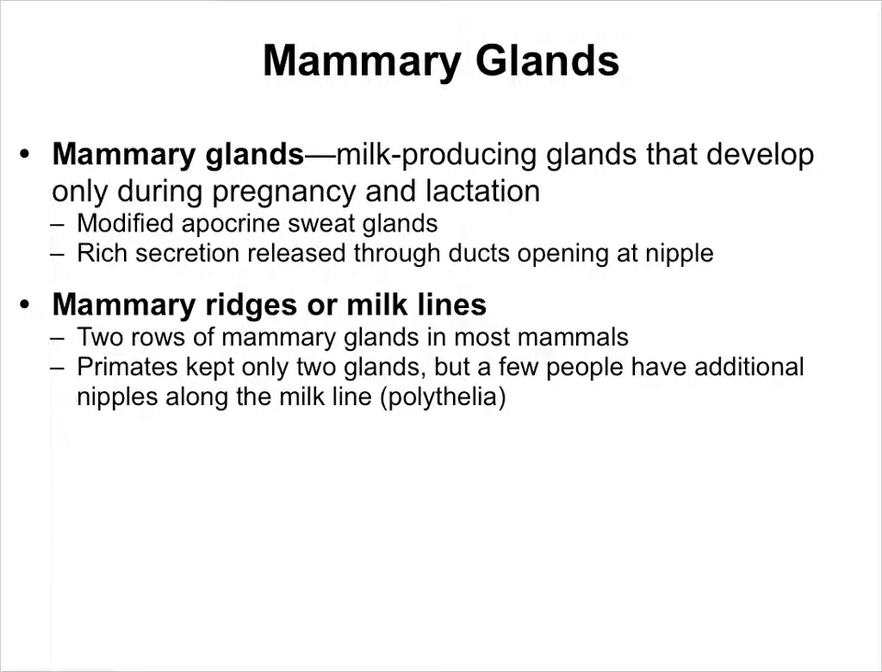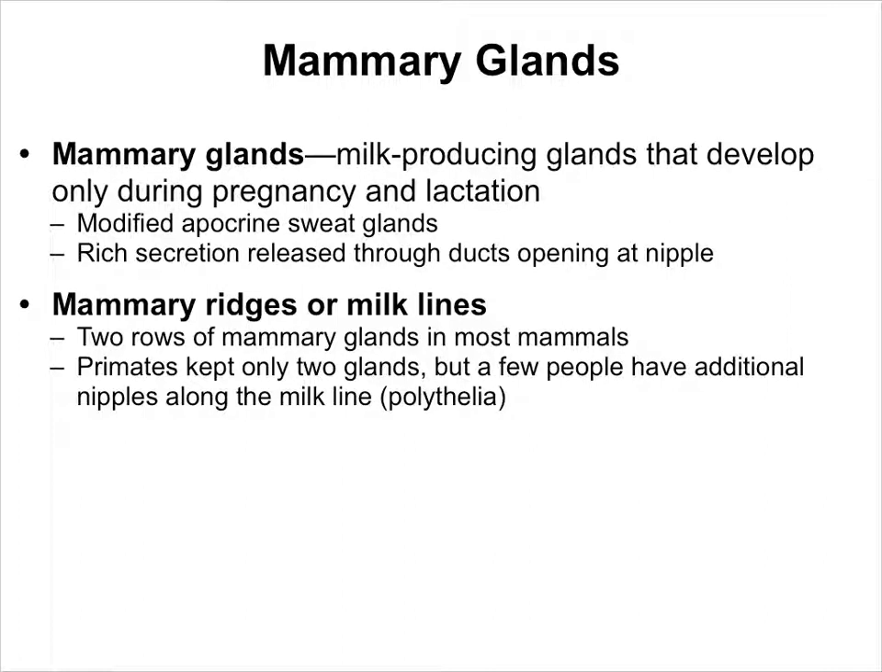Mammary glands. So mammary glands are our last type of gland. These are found in the breast region, particularly of females. Although actually males have mammary glands as well, but in males the mammary glands never really activate during puberty. So they usually don't produce milk, but under certain circumstances they can.